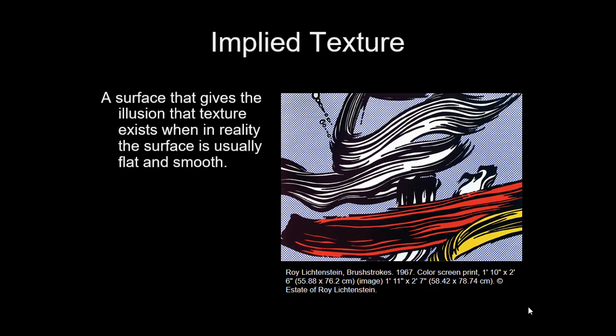And here is an example of a surface that gives the illusion that texture exists when in reality, the surface is usually flat and smooth. So this work here by Roy Lichtenstein, Brushstrokes 1967. This is actually a color screen print. And if you look at the lines and how they appear very much like brush strokes, they are lines that are created to look like the actual texture being created by an actual paintbrush.